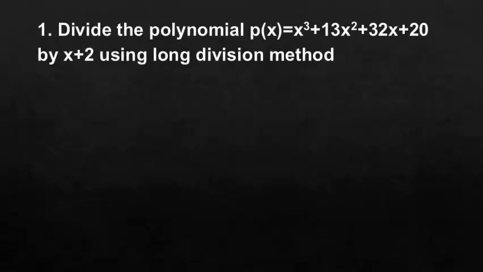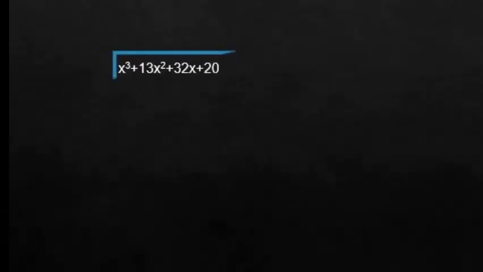You can see a question. Divide the polynomial p(x) equal to x cube plus 13x square plus 32x plus 20 by x plus 2. Here the dividend is x cube plus 13x square plus 32x plus 20 and the divisor is x plus 2.